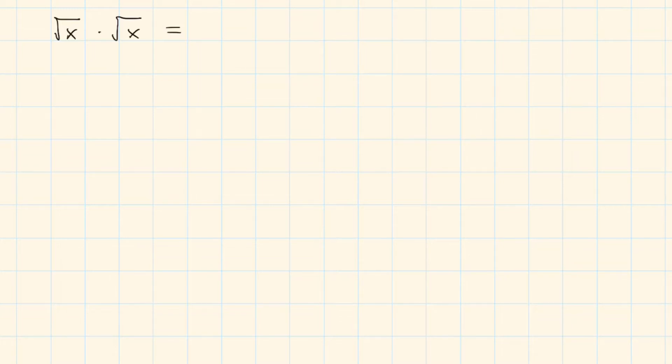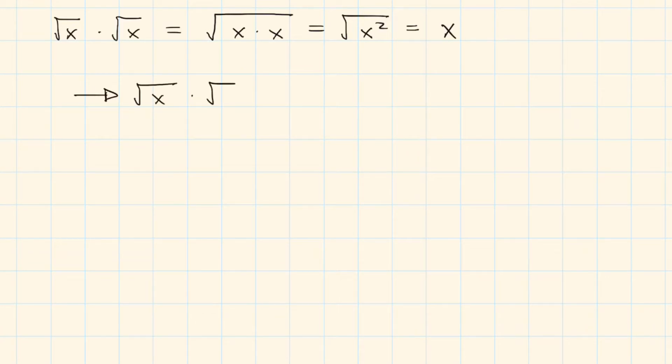So the first thing I'm going to do is multiply root x times root x, which is the same as the square root of x times x, which, x times x is x squared. So this is just the square root of x squared. And then the square root of x squared is just x. So that's the basic rule for square rooting: what times itself equals x squared? Well, x times x is x squared, so that's why the square root of x squared is x. So what this means is that root x times root x is just x.